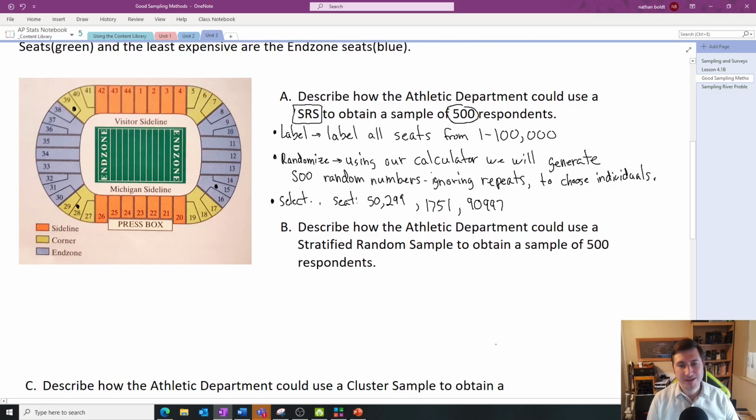All right, describe how the athletic department could use a stratified random sample. So yes, this is also abbreviated. Well, no, it's not abbreviated SRS because that would be confusing. So this is not an SRS. I tried to make a big deal about that in the video. To obtain a sample of 500. All right, so stratum.